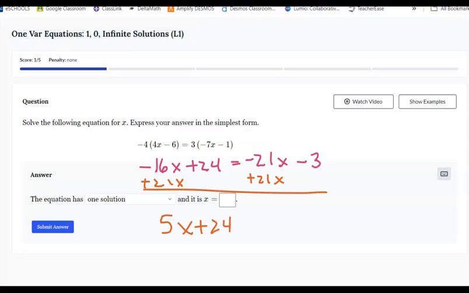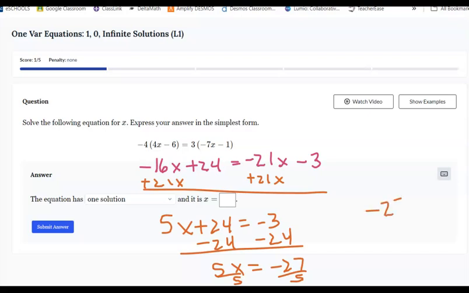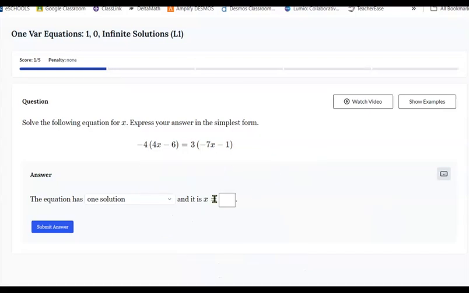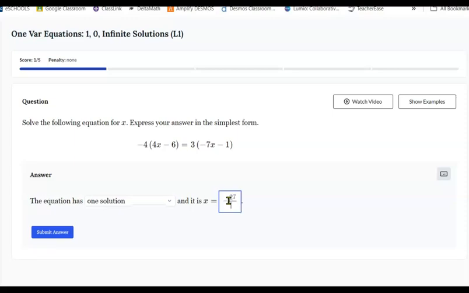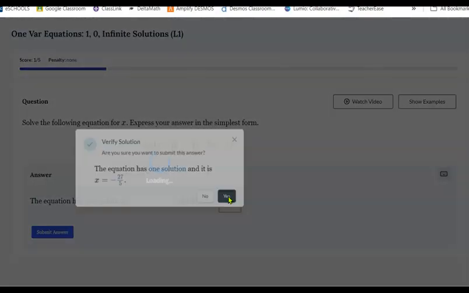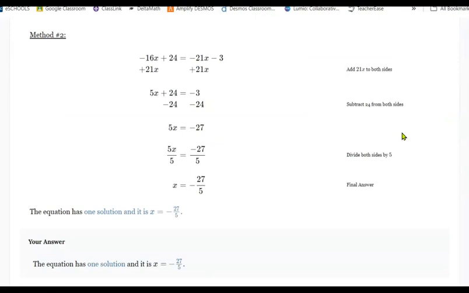5x plus 24 is equal to negative 3. 5x is equal to negative 27. Divide by 5, and I can get negative 27 fifths. I think you could convert it to a decimal too. So let's try entering it as negative 27 fifths, see what we get. That's it.